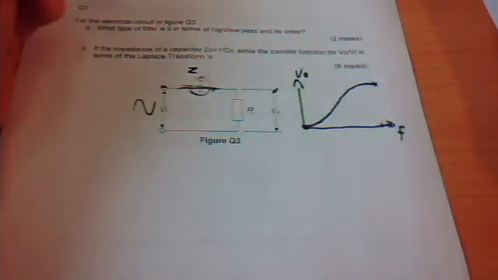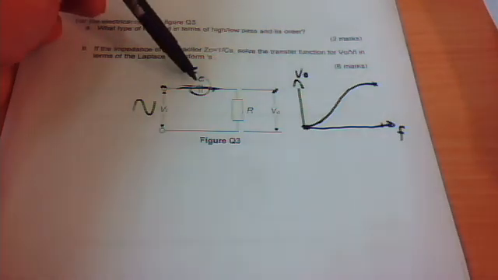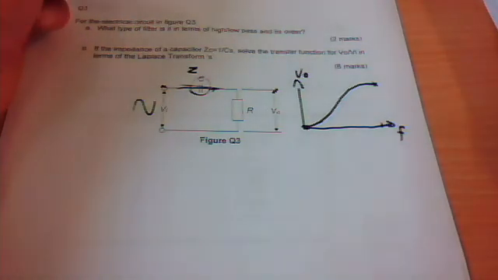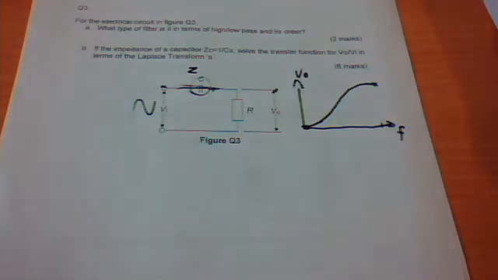And what kind of order is it? Well, it's only got a simple component, one capacitor and one resistor. We actually say that this is a first order system, but I'll explain that more in the second part of the question, which will be part B.